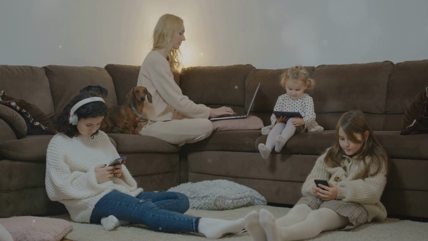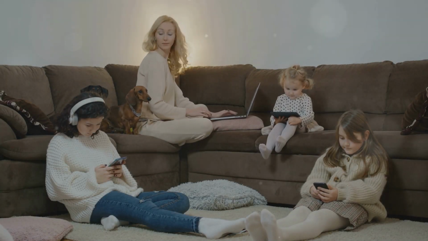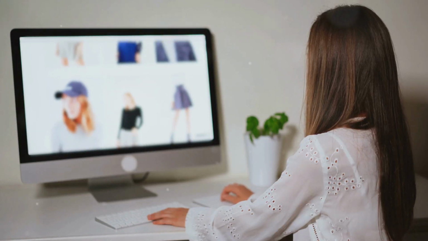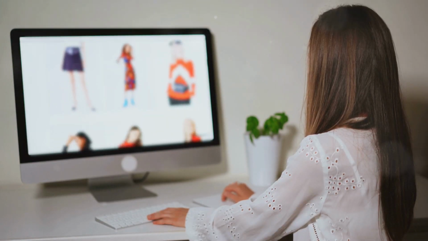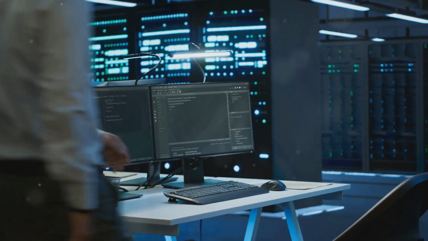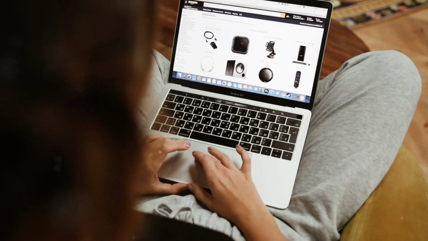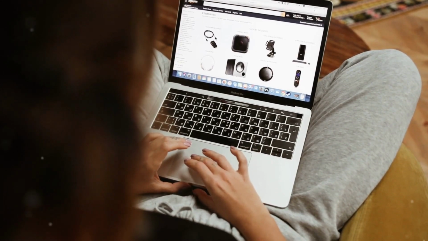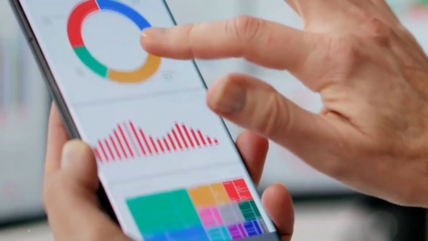AI is already pervasive in our daily lives, often without us even realizing it. When you shop online and receive personalized product recommendations, that's AI at work. AI powers these recommendation systems. They analyze your browsing history and past purchases. They predict what you might be interested in buying.